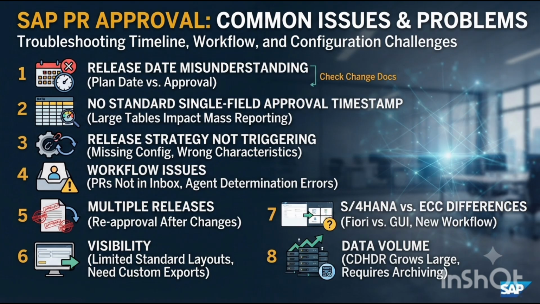When managing SAP procurement workflows, administrators frequently encounter several systematic issues and technical challenges. First, users often mistake the EBAN release date for an approval timestamp, leading to inaccurate compliance reporting. Second, the lack of a standard single field approval timestamp requires complex change document analysis. Third, release strategies frequently fail to trigger due to missing configuration or incorrect characteristic values. Fourth, workflow breakdowns cause PRs to miss manager inboxes entirely due to missing HR organizational data.